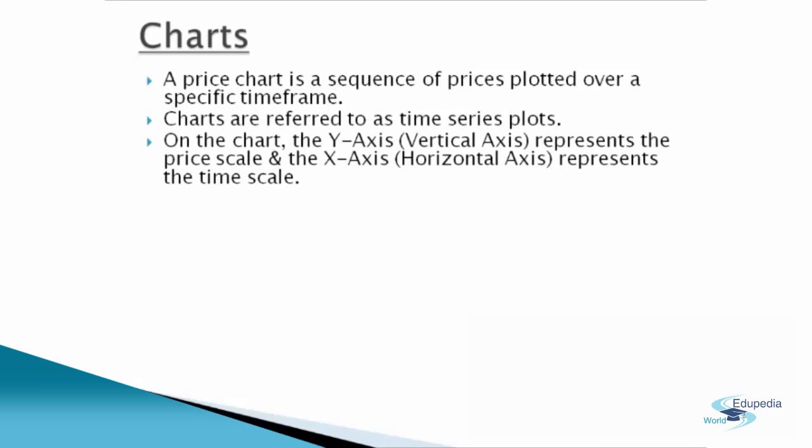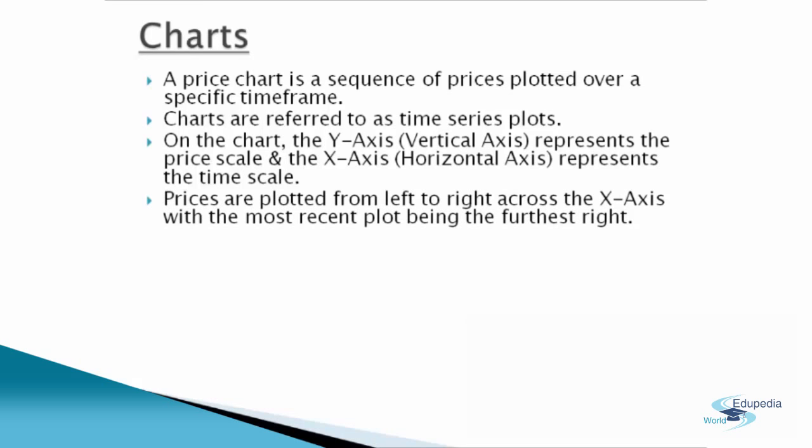On a chart, the x-axis represents the time scale, whereas the y-axis, the vertical one, represents the price scale. By price scale I mean 800, 820, 850, 870, 900, and by time scale I mean 9 o'clock, 10 o'clock, 11 o'clock, 12 o'clock, then 1 o'clock, 2 o'clock, 3 o'clock, 3:30, close. So that's how it works. Prices are plotted from left to right across the x-axis, with the most recent plot being the furthest right.